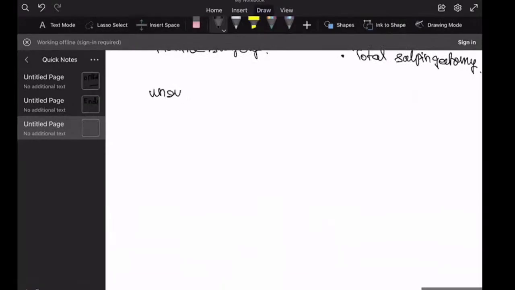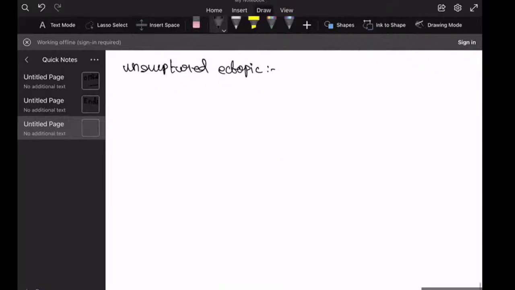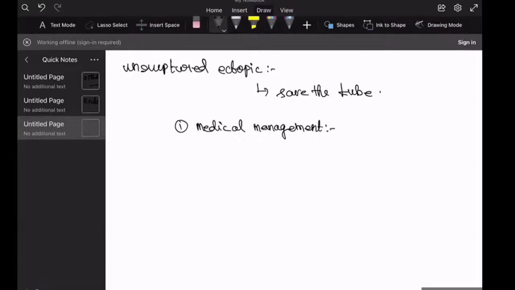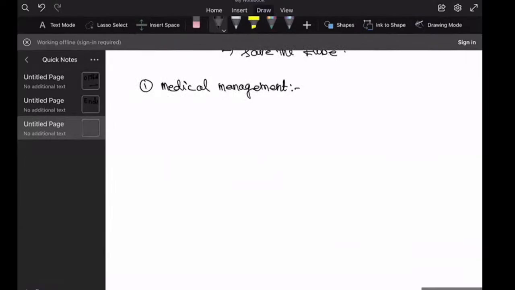Next, unruptured ectopic. In obstetrics, if you ask any obstetrician or gynecologist, baby or the mother, first they will say save the mother, then the baby. So here the same, in unruptured ectopic, save the tube. Medical management. Misoprostol? Methotrexate is going to be the drug of choice.